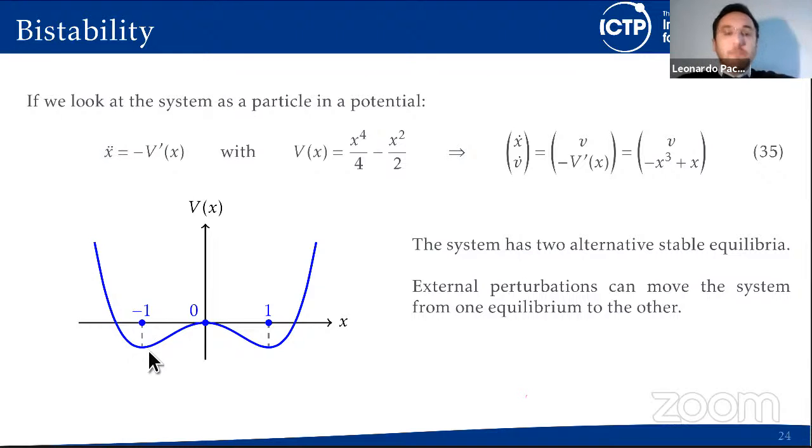If we give it enough kinetic energy, and by enough, I mean at least the difference between this value and this value here, what happens is that our particle will go in this direction, will go over this potential wall, and then it will fall back into this other stable equilibrium. And if we do that in the other direction, of course, the same happens. So you see that external perturbations can switch the stable state in which the system lies.